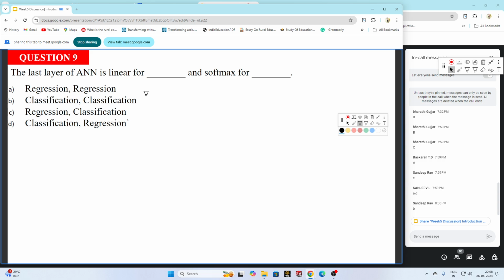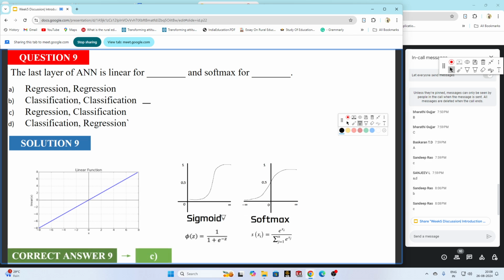Yes, Sandeep is telling B, classification. No, linear is for regression and softmax is for classification. So again I am telling, whenever we are talking about linear, it is for regression. We use the linear function for regression. We use softmax or sigmoid function for classification. In classification we take some threshold. Below the threshold we take one class, above the threshold we take another class.